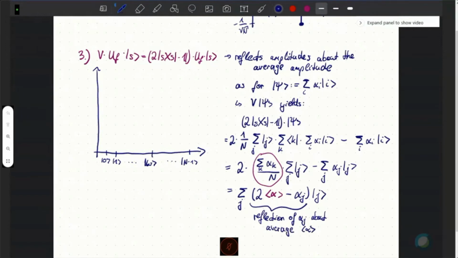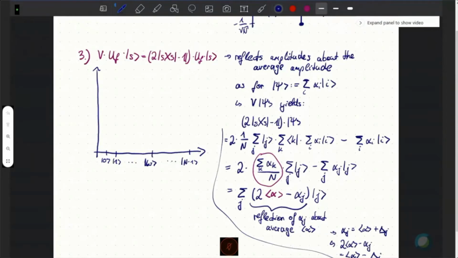which one can see again very quickly. So I can write every alpha j as some average alpha plus some delta j. And then if I look at 2 times the average alpha minus alpha j, that would be exactly alpha minus delta j. So instead of alpha plus delta j, I'm having alpha minus delta j. So I'm having exactly the reflection about the average alpha. So done with this math part, sorry.